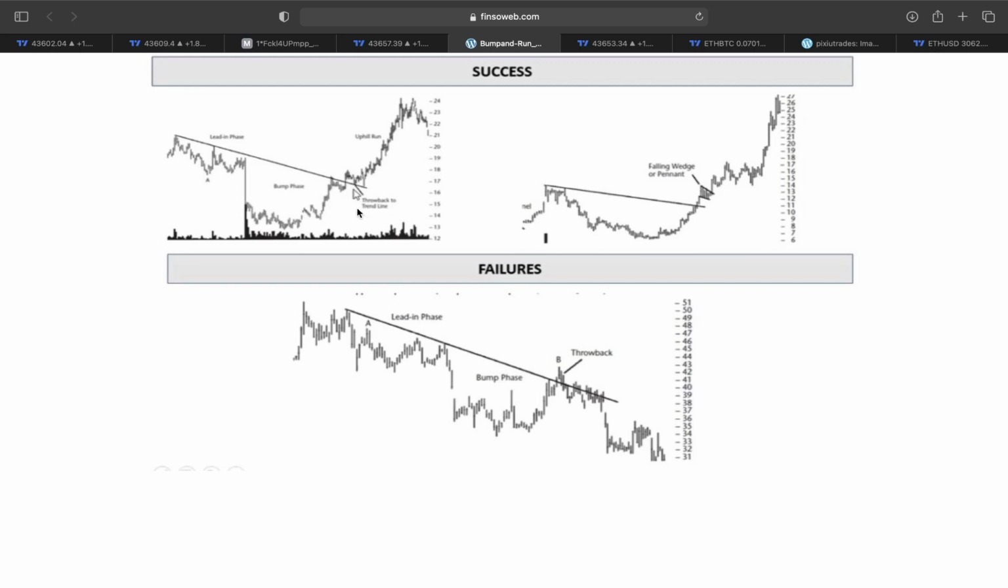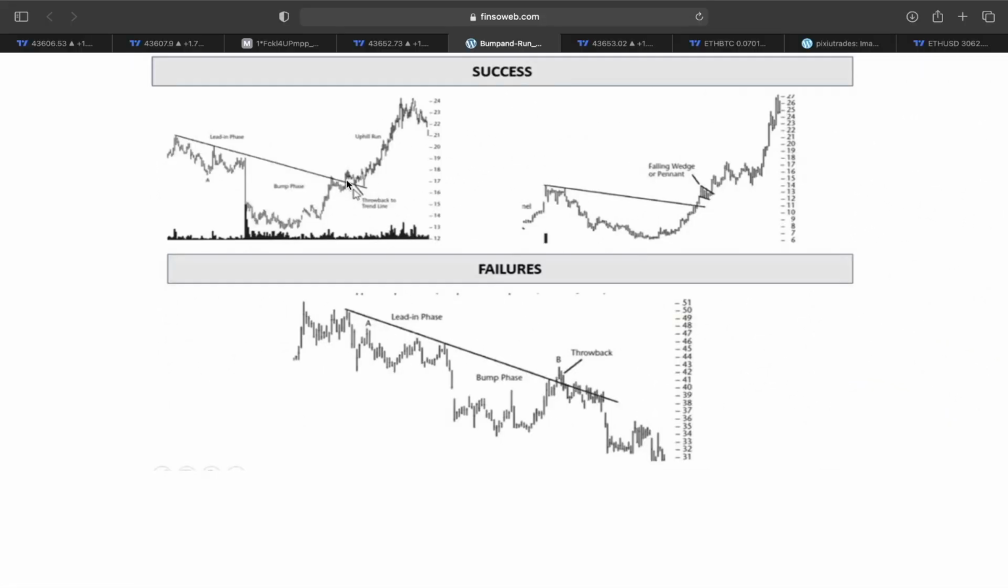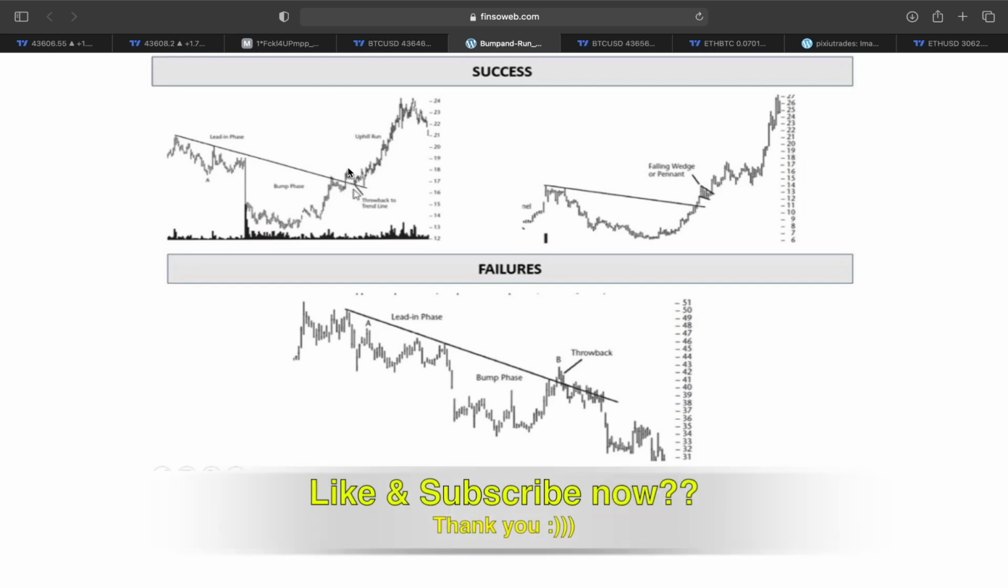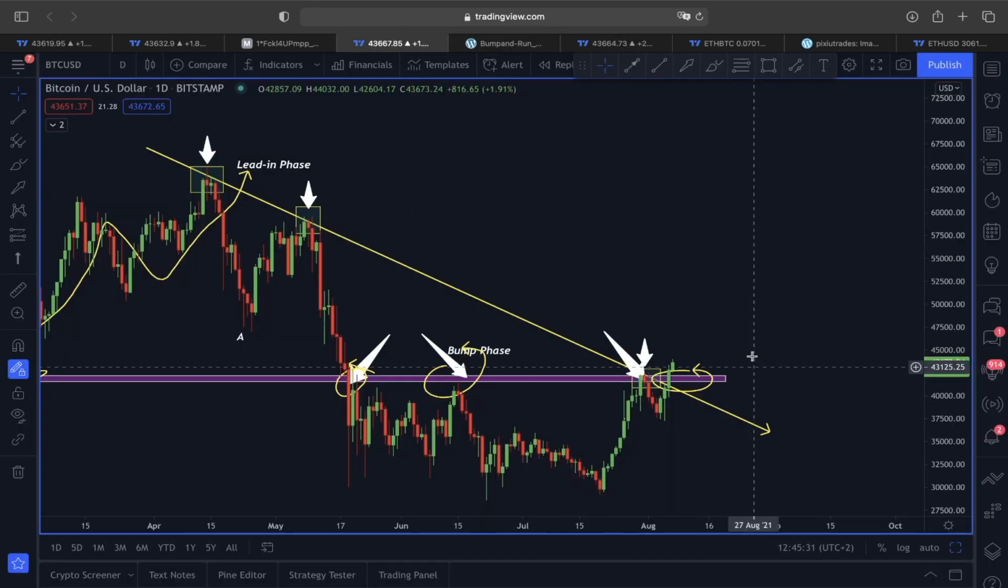So this exact scenario could be also playing out for Bitcoin, because now according to this bump and run, we will be focusing more on this successful bump and run reversal playing out for Bitcoin. So according to this successful, you can see after this breakout, there could be a pullback towards this resistance line, turning this resistance line into support, and then starting this uphill run for Bitcoin. So let's hope this successful bump and run reversal to play out for Bitcoin.